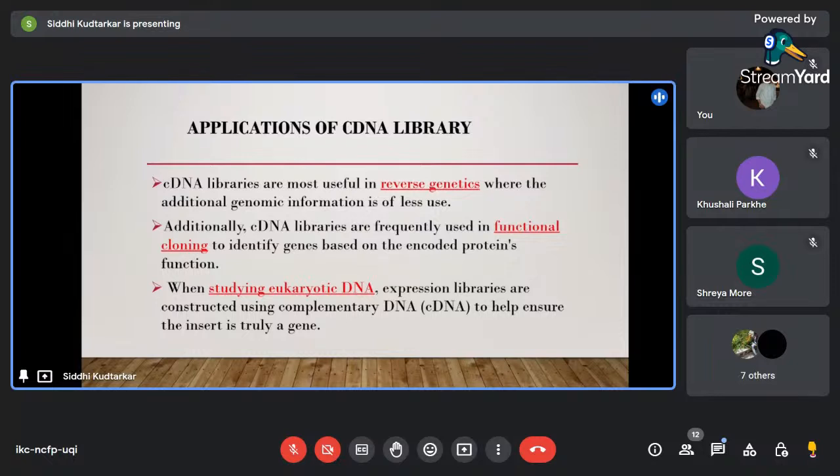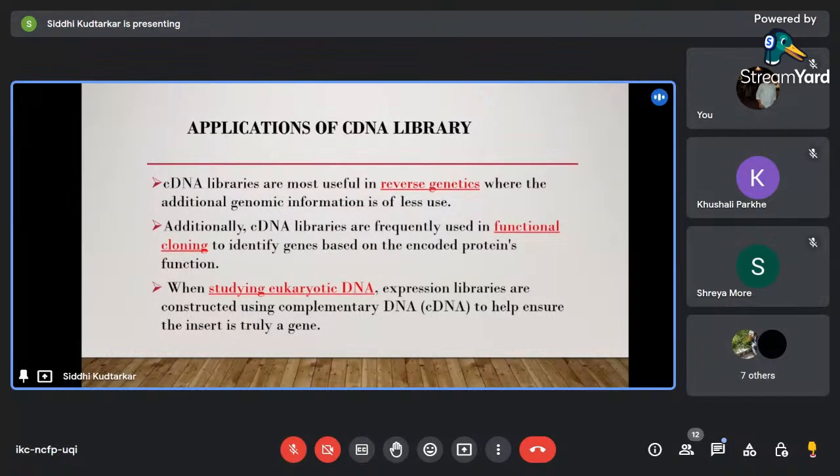Another application is that cDNA libraries are frequently used in functional cloning to identify genes based on the encoded protein's function. Here we usually screen a cDNA library, and then the protein of interest which we get after the screening is sequenced and then cloned. So it is very helpful in functional cloning.